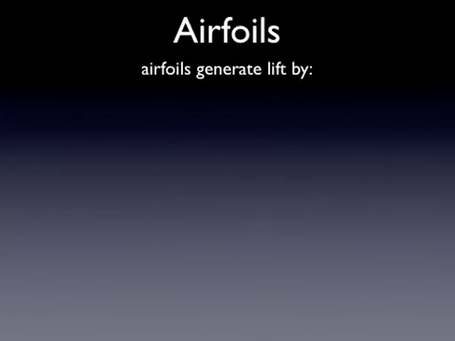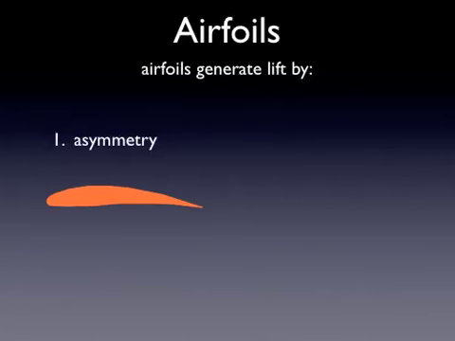And we use airfoils to generate lift. And they do that by two different mechanisms or two different properties. One is airfoils can be asymmetric, and that asymmetry can generate lift. So if you look at this wing or this airfoil, you can see it's curved, and it's that curvature that generates lift.